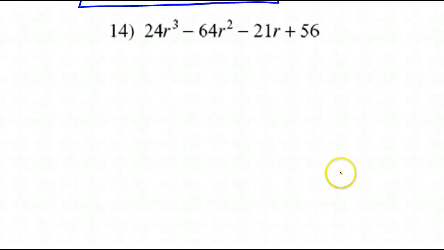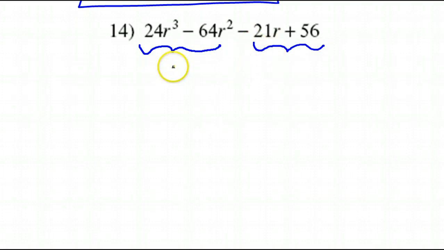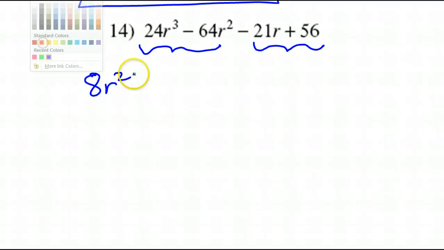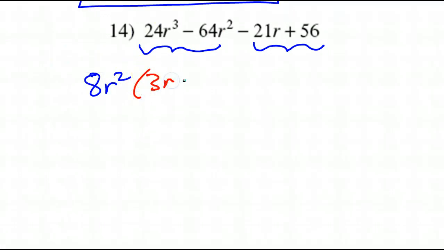And last but not least, number 14. Okay, I'm scanning to see if there's a common factor. 8 times 7, 7 times 3, 8 times 8, 8 times 3. I don't see a common factor to everything, so let's just go ahead and get started. Okay, with the first grouping, these are both divisible by 8. So let's go ahead and pull out our 8r squared for the r squared. Inside of the parentheses will be 3r minus 8.